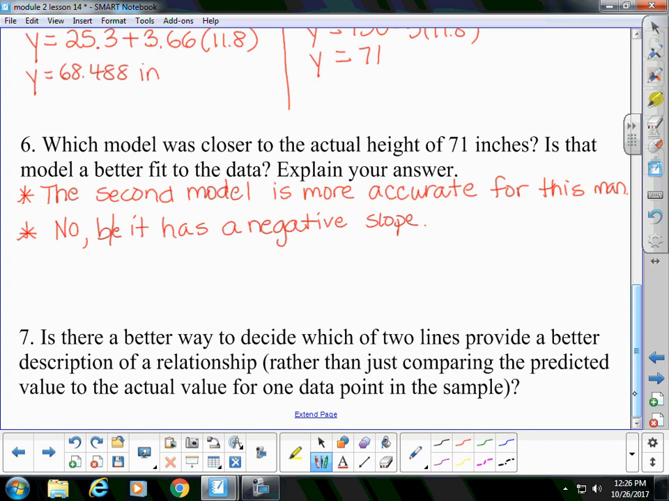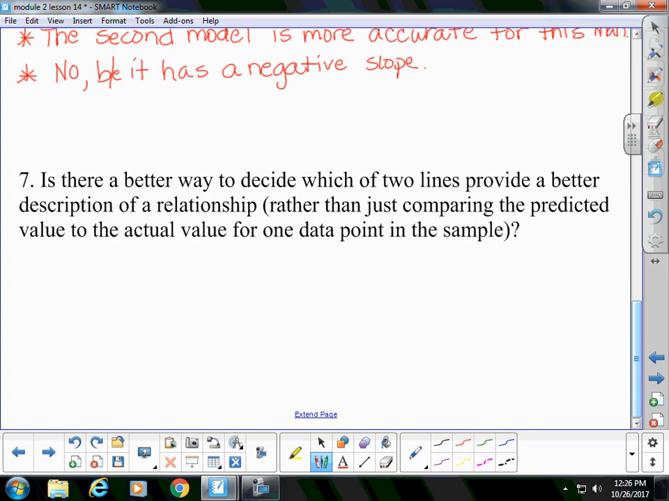Okay, is there a better way to decide which of the 2 lines provides a better description of the relationship rather than just comparing the predicted value and actual value for one data point? Again, we'd want to look at the slope and make sure that the line is going through like the center of all of the points. So how about looking at the direction?